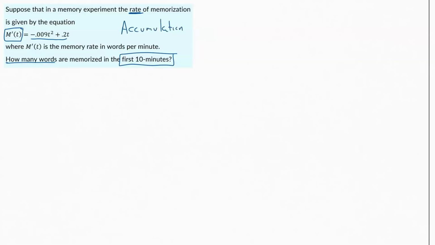And so here we're trying to find how many words we can memorize over a period of time. How many words can we accumulate over a period of time? And so that's really pointing us very much to the fact that we're going to be using our antiderivative, a definite integral, to do some accumulation. So we would set this thing up. We'd say, okay, I have the integral from, we've got our bounds here. So lower bound, we're talking minutes 0 to 10.